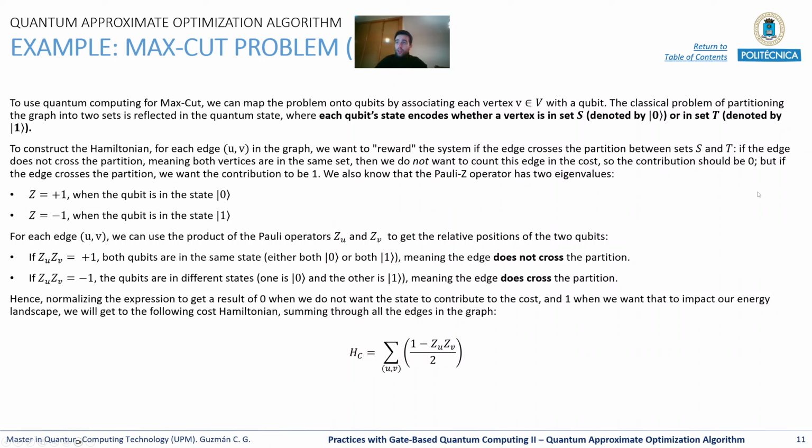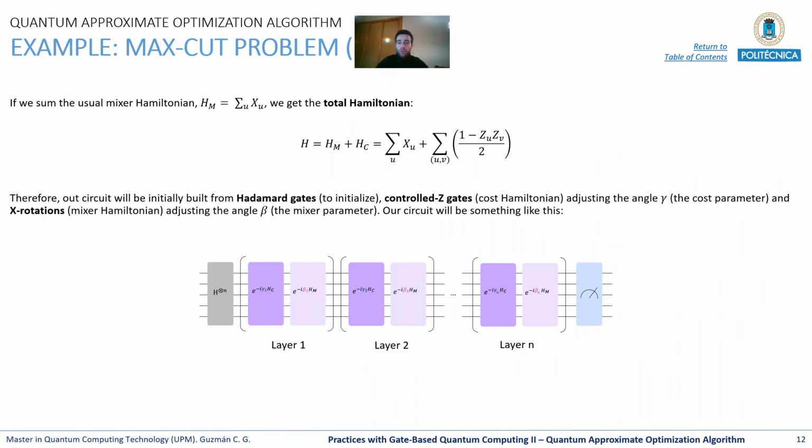So we got to the cost Hamiltonian. Let's see how we can get to the total Hamiltonian. If we sum the usual mixer Hamiltonian, that is that one, we get the total Hamiltonian. Why is this the mixer Hamiltonian? It's usually defined like that in many other algorithms that use a similar approach.